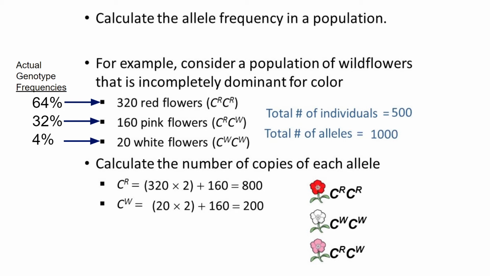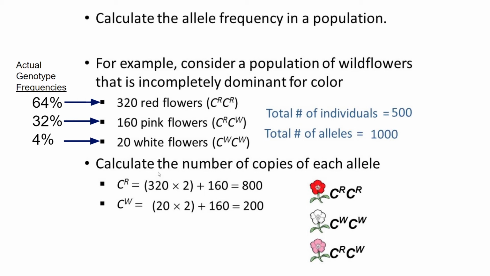Next, what we want to do is calculate the frequency of each individual allele, the red allele and the white allele. To do this, we must take the total number of homozygote individuals and multiply it by 2, because each individual has 2 copies of the allele, and homozygote individuals have the same copy. We then need to add the number of heterozygote individuals, because each one has a copy of each allele. We can do this for both of our alleles.